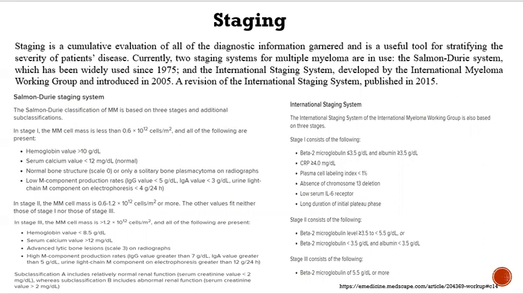Currently, two staging systems for multiple myeloma are in use: the Salmon-Durie system on the left part of the slide, which has been widely used since 1975, and the International Staging System on the right side of the slide, developed by the International Myeloma Working Group in 2005. The revision of the system was published in 2015. According to the level of points during the calculation of the system, the patient can be stratified and treatment should be prescribed.